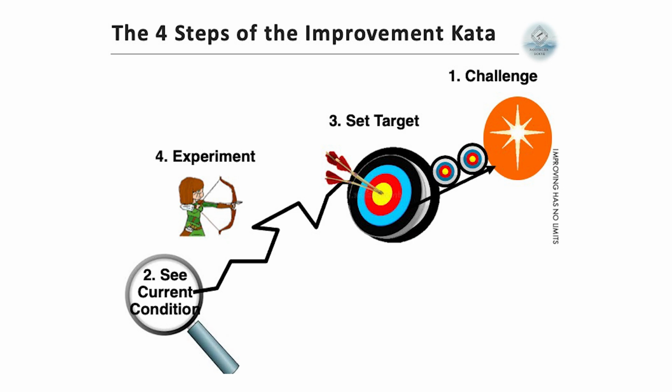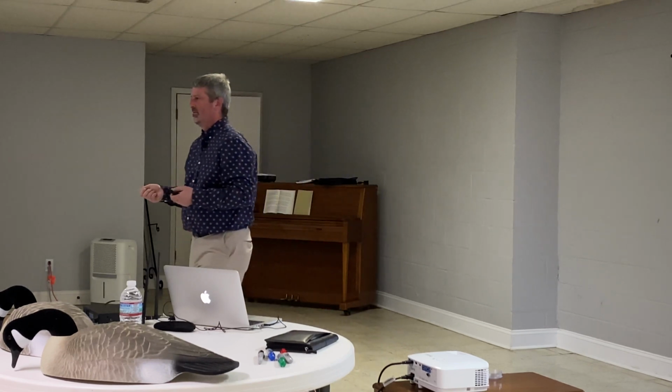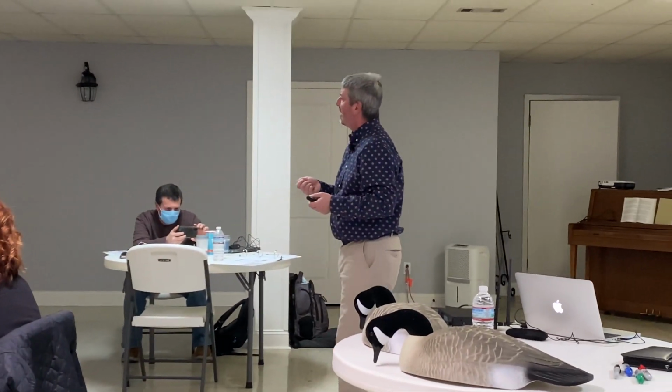Because then we can set what we call a target condition. I'll show you an example shortly, but as we set that target condition, there might be multiple targets that we'll experiment to. So all we're saying is that the 4th step is experimenting to get the target. And then we know there's going to be obstacles along the way. If you're in a cave with a flashlight, and the flashlight only can go so far, how do you see further?